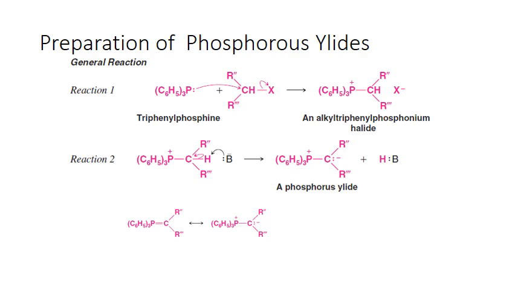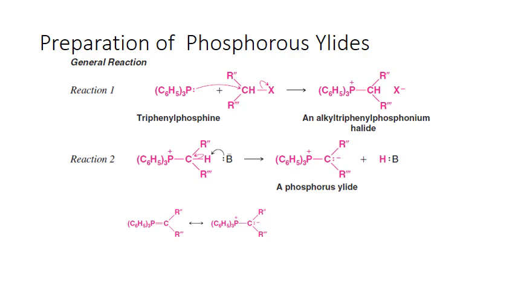The synthesis of the ylide involves two reactions. Reaction 1: SN2 reaction between triphenylphosphine, a commercially available reagent, and alkyl halides to give the alkyl triphenylphosphonium halide salt.